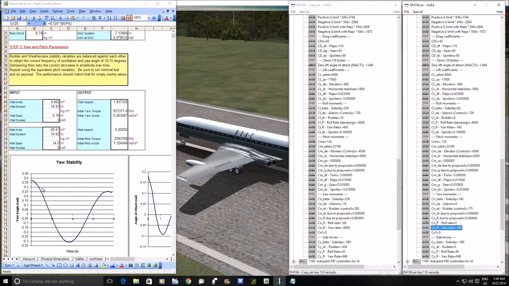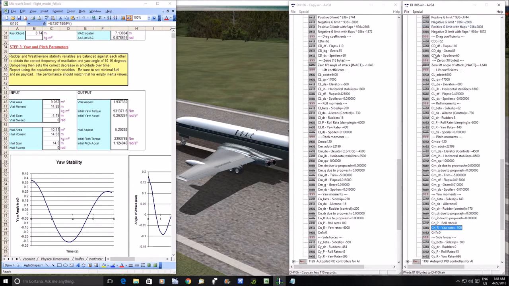So if your airplane's wagging its tail back and forth all the time, it probably needed a yaw damper. And every airplane will do this to some extent. Lighter airplanes, obviously, it's not as noticeable. Heavier, faster airplanes, it's very noticeable. And that's why they have yaw dampers built into them.